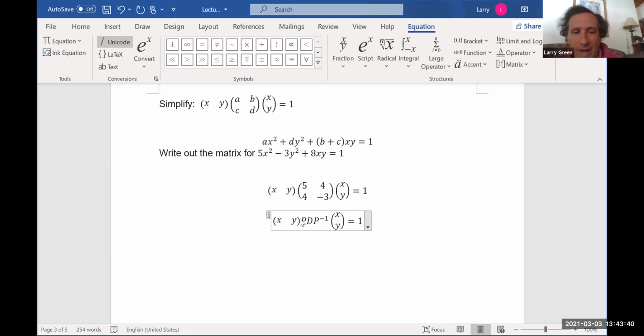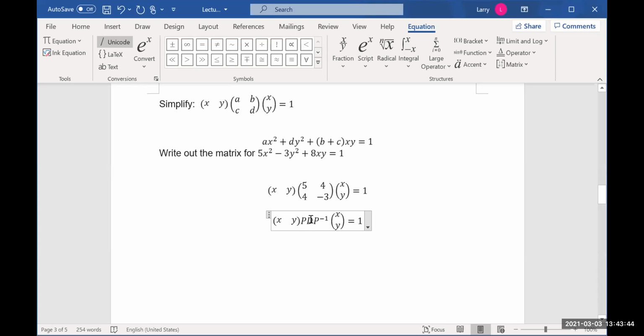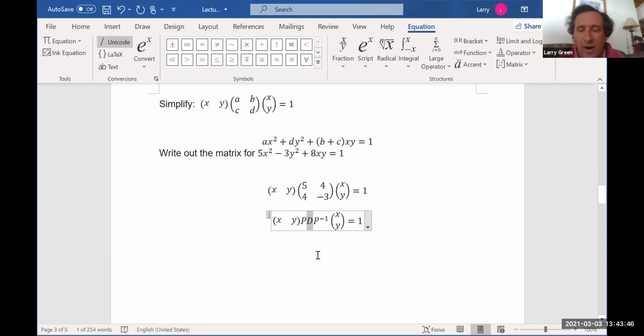What tells you whether you have an ellipse or hyperbola? The D. It's all about the D. So you don't even need to find the P if you just want to decide whether you have an ellipse or hyperbola. All you need to do is find the D. And finding the D means that you just need to look at the characteristic equation, characteristic polynomial. Any questions on that?